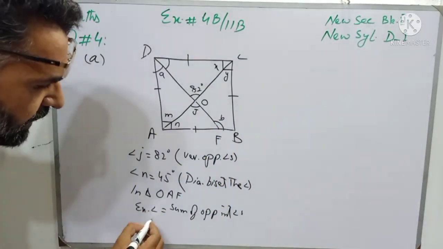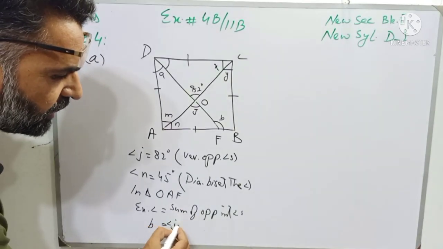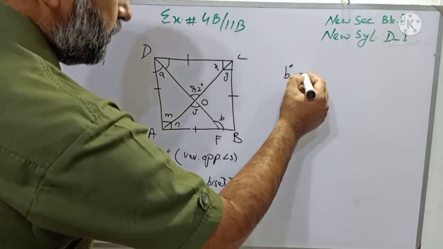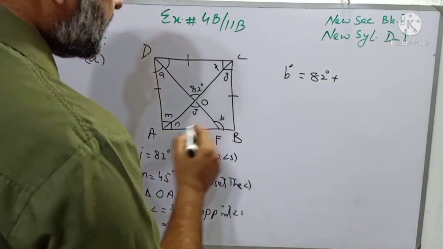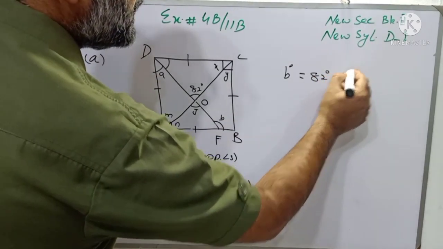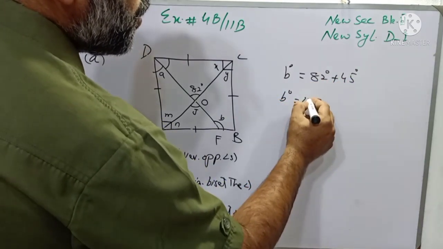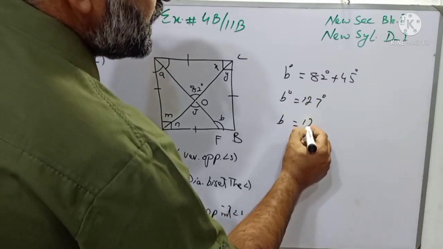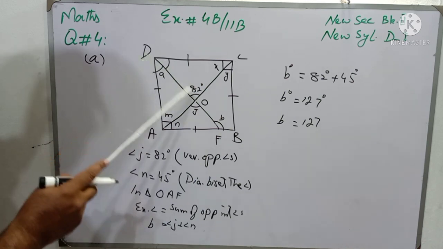So students, B is an exterior angle and the opposite interior angles are angle J plus angle N. So B degrees will be equal to the value of angle J, which is 82 degrees, plus the value of angle N, which is 45 degrees. So B degrees is equal to 2 plus 5 means 7, 127 degrees, and degrees will be cancelled with degrees, and the value of B is 127. Now students, we will discuss triangle DOA.